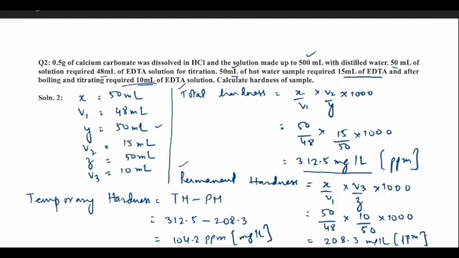This is how we solve the numerical in an easy way. You just have to concentrate upon where the data for standard hard water is given. That will give you the value of X and V1. Where is the data after boiling? That will give you the value of Z and V3. Remember, all the V's are for EDTA volume and all the X, Y, Z are for your water sample volume.